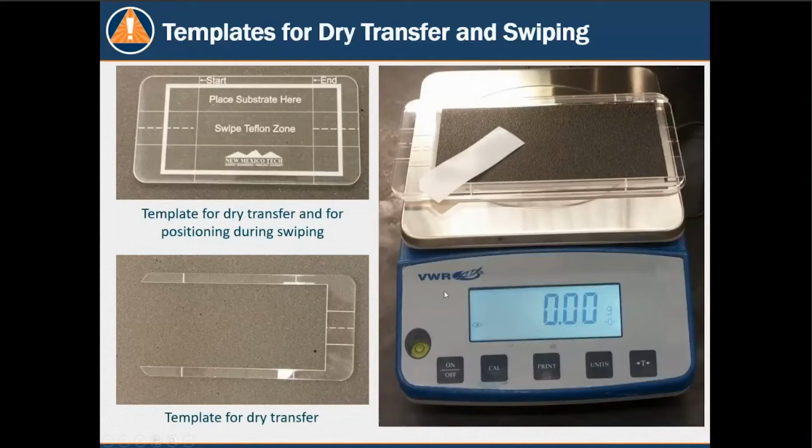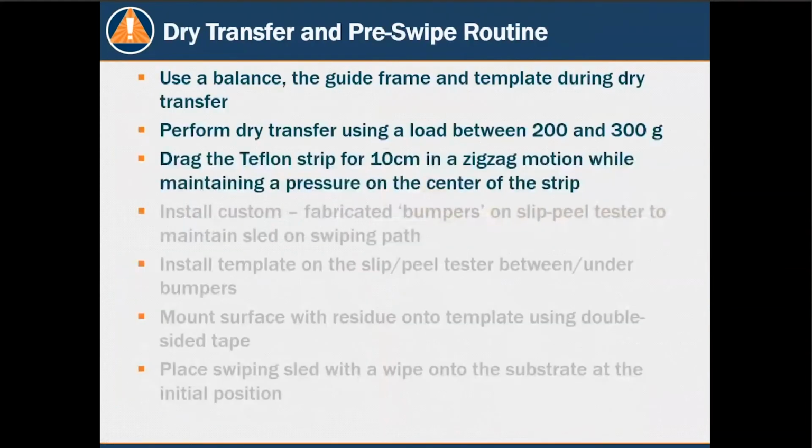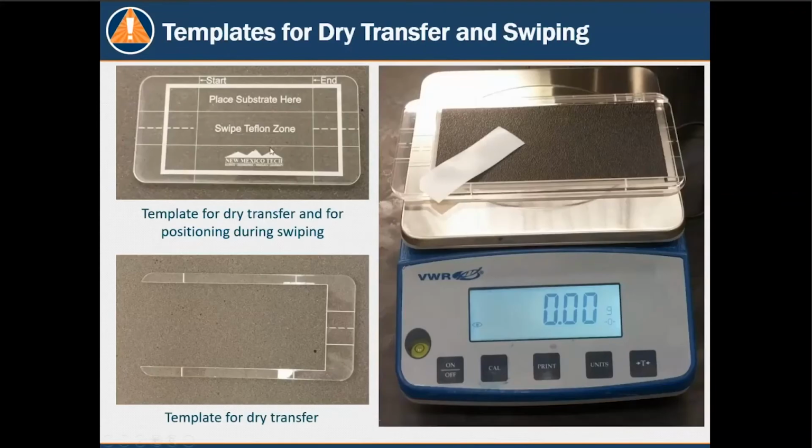Okay, and then you put this on a balance, and we are going to apply the residue using a swiping motion, a zigzag motion, and we're going to follow a path. We have a template for the dry transfer. We're going to follow a path like this and apply a load that we specified so that we can get a reproducible surface, a reproducible residue on the surface from lab to lab to lab. And New Mexico Tech, I should point out, designed these templates.